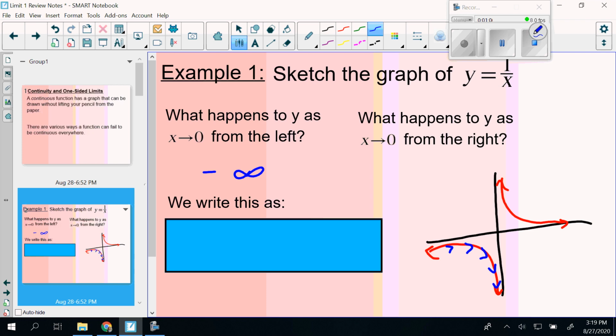Next one, what happens to y as we approach from the right? So as we keep coming towards 0 from the right, what happens? This is going to keep increasing, so it's going to approach positive infinity.